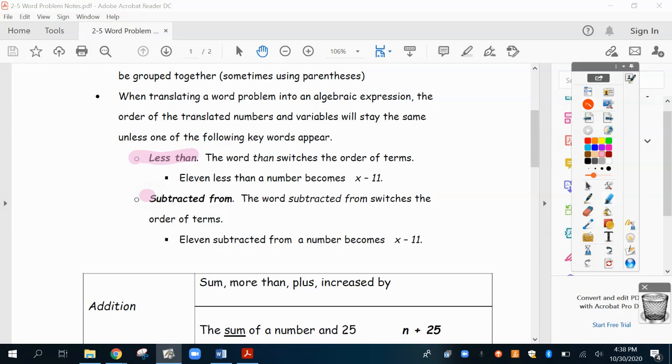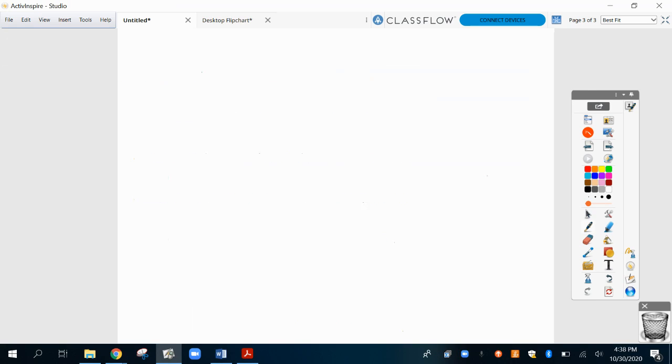always getting this right. The reminder is that less than and subtracted from tell us to change the order. So if we read something like 11 less than a number, 11 is first, a number is second, but because we read less than, when we write that down, we're switching the order, right? The 11 is coming last and a number is coming first. So we just really want to make sure we're keeping that in mind. That hasn't changed. It's been that way all year, but just so that we don't forget that.